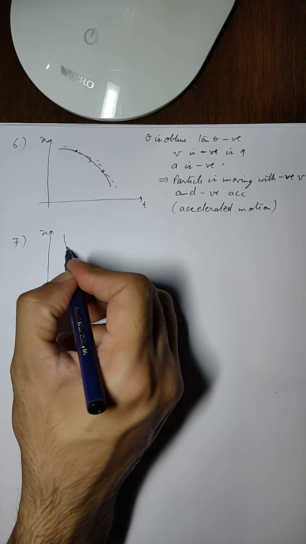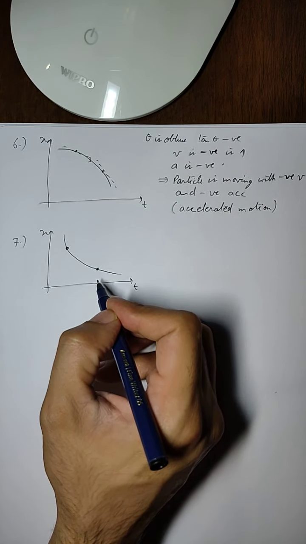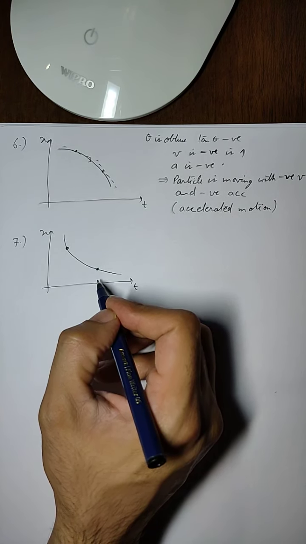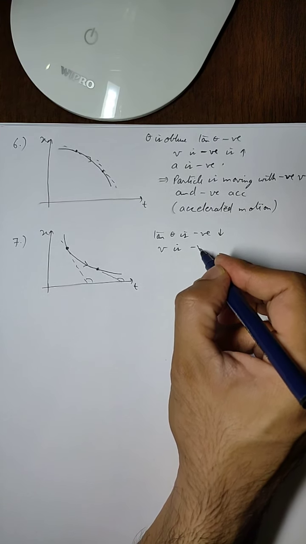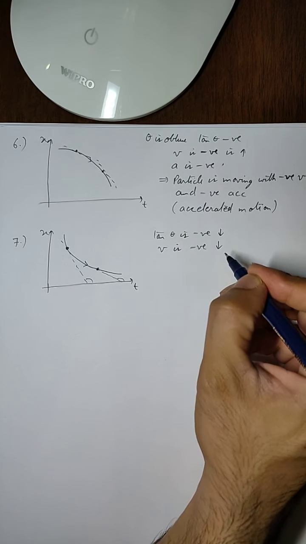now if here we take slopes at these 2 points, we can see that as we go from this point towards this point, the theta is becoming more obtuse. So theta is obtuse, that means the slope is negative. We can write tan theta is negative. And since it is becoming more obtuse, that means it is decreasing. So we can say the same thing for velocity, that velocity is negative but it is decreasing.